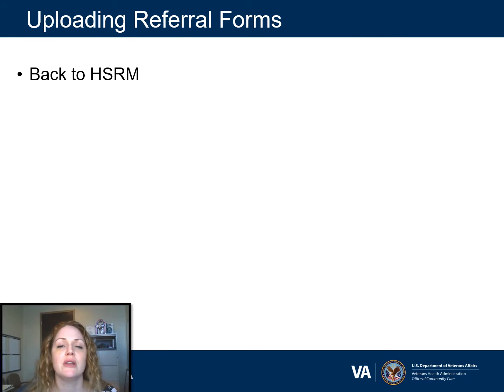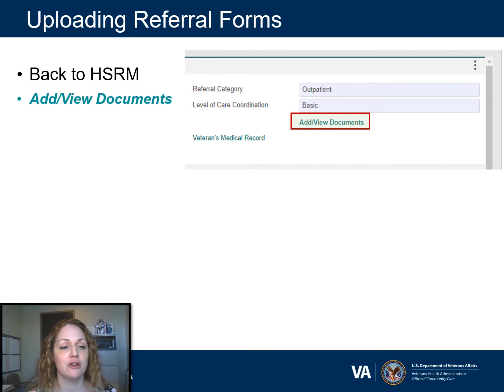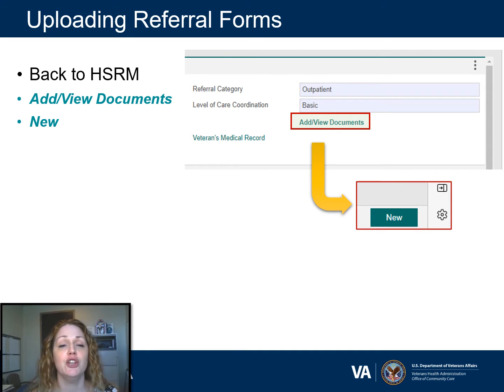All right, so now that we know how to update and save our PDF file with the authorization information corrected, let's talk about how to put it back into HSRM. So you're going to go back to that program. In the consult, you're going to click on Add View Documents, little button right there. Once you click on that, it's going to take you to the Documents screen in the consult. From there, you're going to want to click New. That's on the bottom right-hand side of the screen.